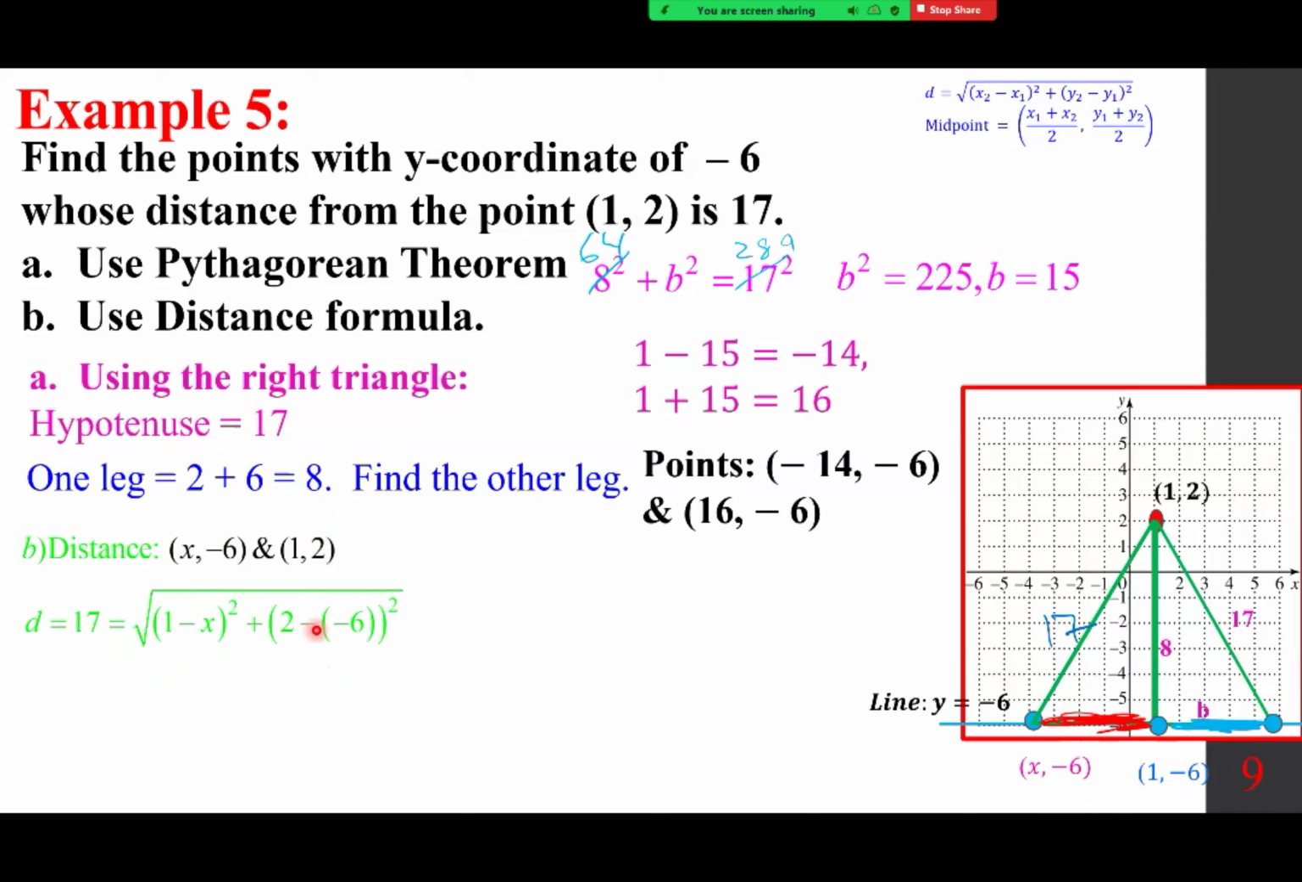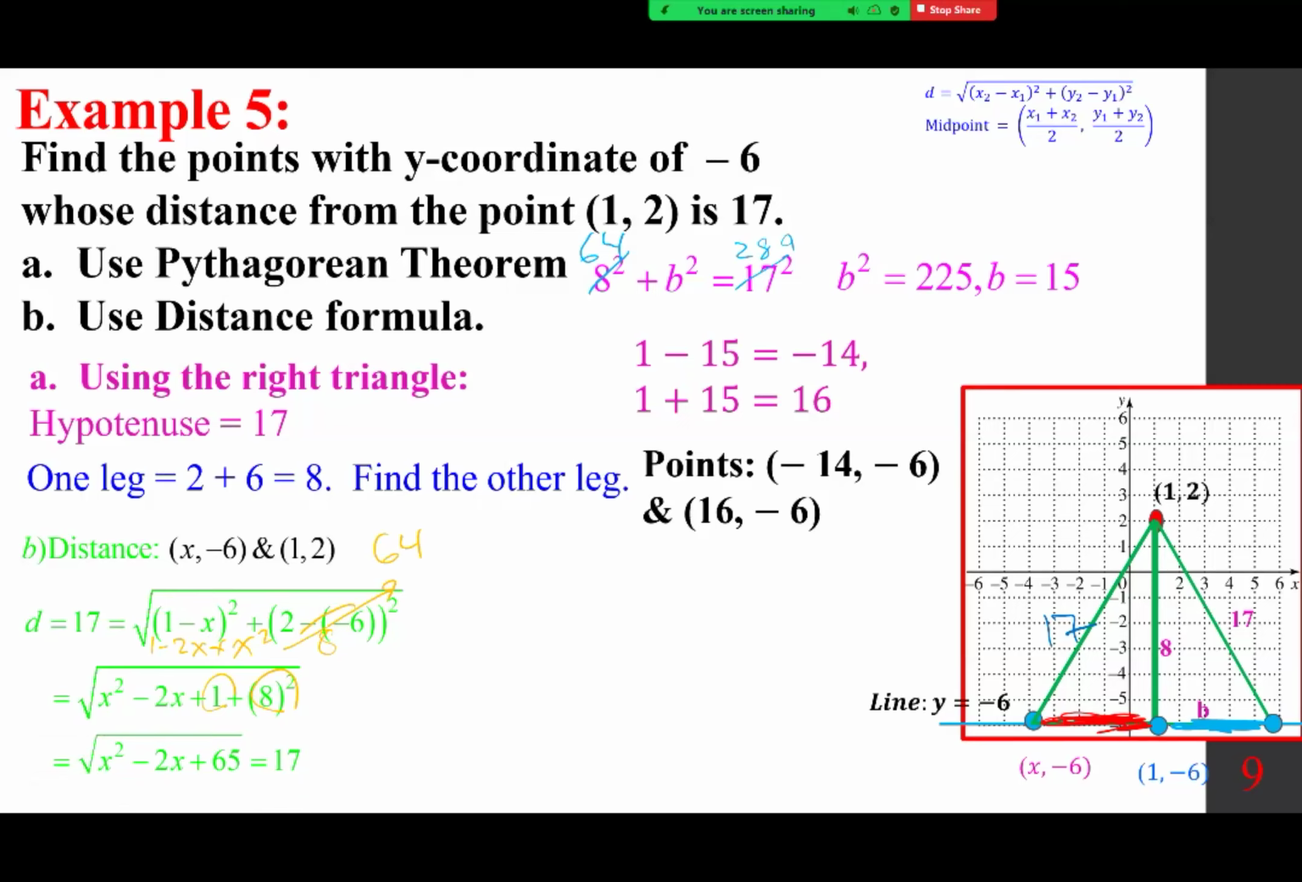This is 8. This is 1 minus 2x plus x squared. This is 64. Okay, class? Again, this is 8, this is 64. And this one, I put it in descending order, so this is x squared minus 2x plus 1. So what happens here, this one and this one add up to 65. This is equal to 17.